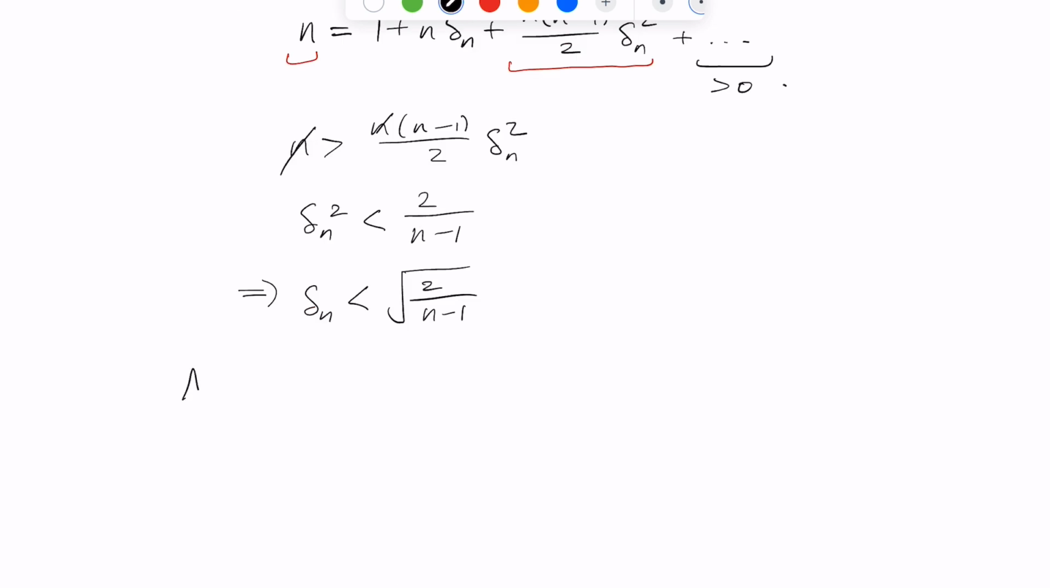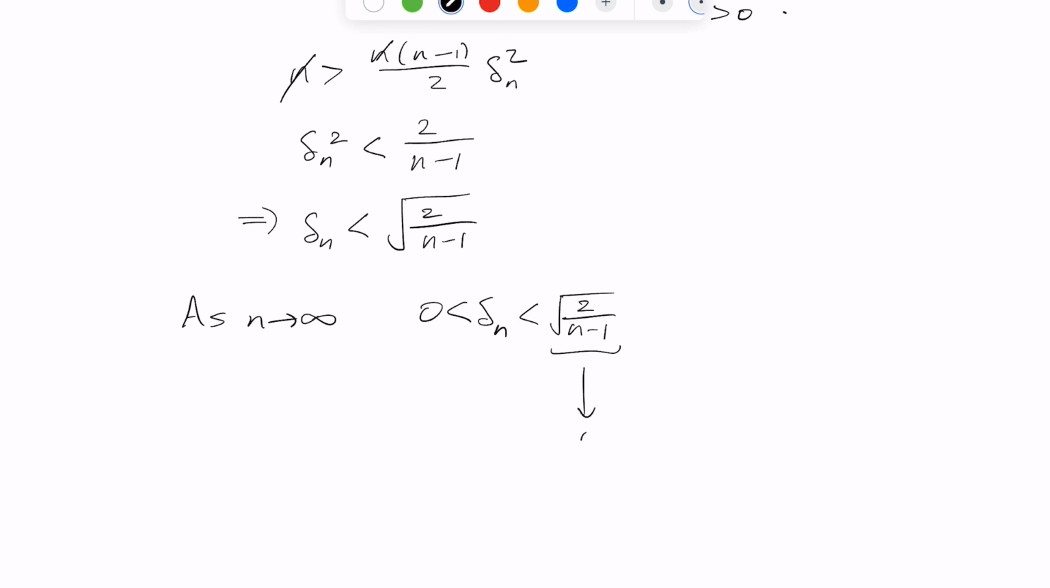As n goes to infinity, we know two things about delta n. We know that delta n is strictly positive for all n, and it's also less than the square root of 2 divided by (n minus 1). This term goes to 0, while 0 stays the same. It's a constant sequence. So therefore, by the squeeze law, which says that if a sequence is wedged between two other sequences, and those sequences both have the same limits, then the one in the middle must also have the same limit. So therefore, delta n also goes to 0 as n goes to infinity.